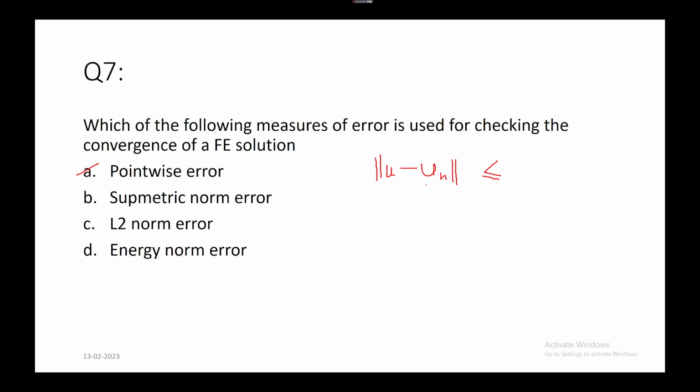This is the basic expression. So the question here is, what is this? Is it pointwise error? It does not have anything to do with this double modulus. If it was supremum, then the subscript would have been infinity. If it was L2, then it would have been 0. If it was the energy norm, it would have been M. So we'll see the answer. The answer is actually, sorry, it should be D, energy norm.